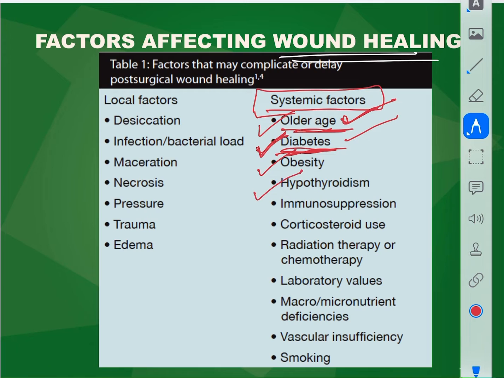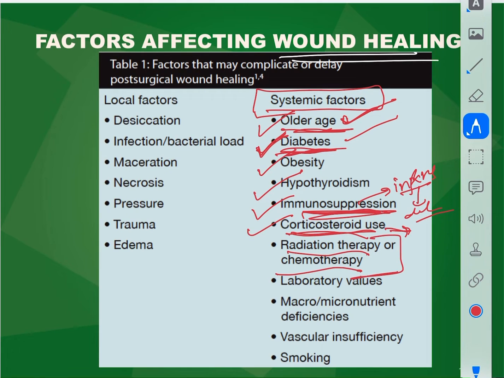Okay, hypothyroidism, immunosuppression can predispose to lots of infections. Infection means delayed wound healing. Okay, corticosteroid use, this also is a state of immunosuppression, right? That is the reason it also will delay wound healing. Radiation therapy, chemotherapy, again these are immunosuppressed conditions, right?